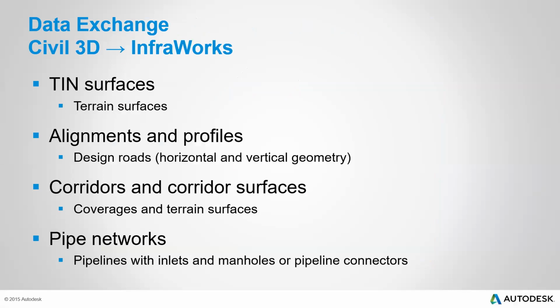Also, the kind of data that Civil 3D and Infraworks exchanges, if you are aware, we have the TIN surface, that is the triangular irregular network surfaces. Civil 3D and Infraworks can easily share alignments and profiles. So those are the key design areas that are usually considered in the road geometry. Also, you can share the corridors and the corridor surfaces, coverages and the terrains, and even the pipe networks if you are involved in the water design and the drainage design as well. So that's how you can easily communicate your detailed design and the conceptual design between Civil 3D and Infraworks.